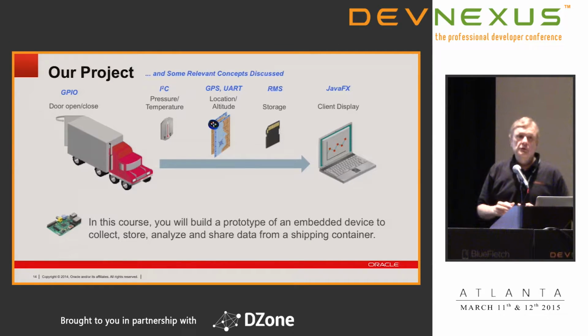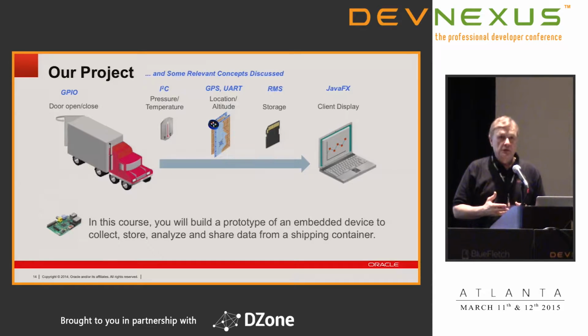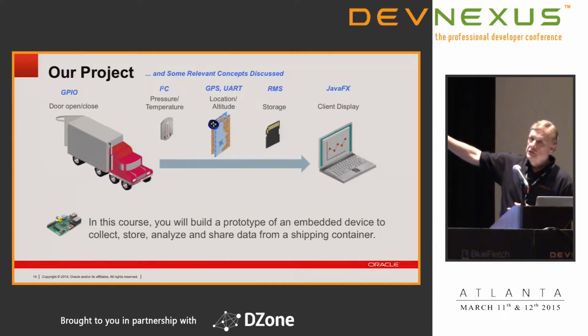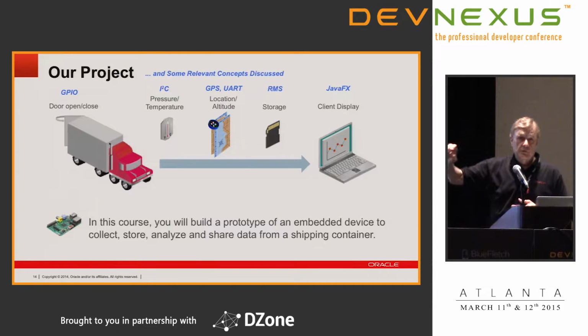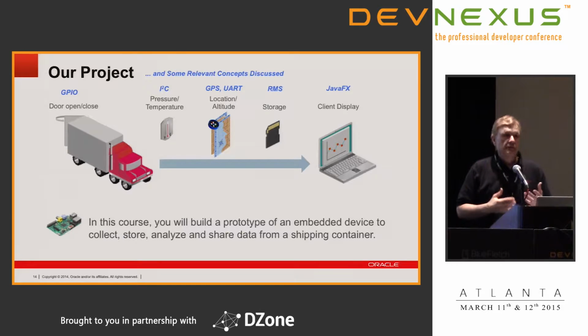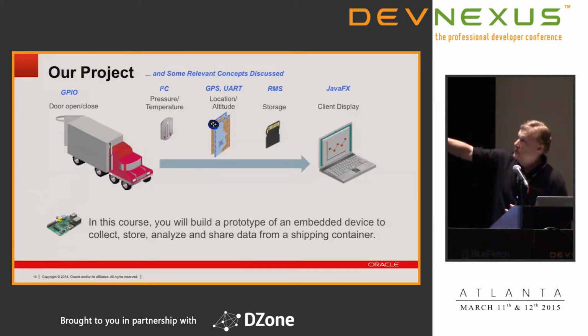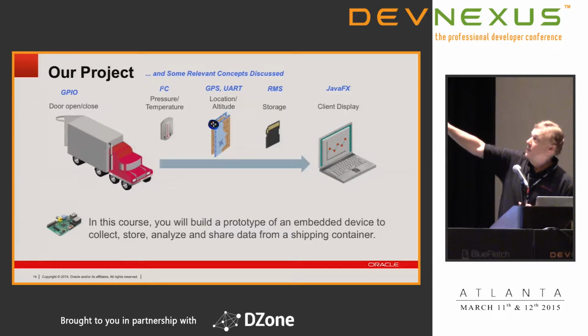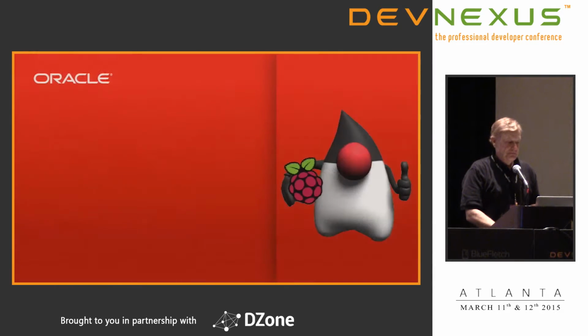And then we want to be able to log those things in such a way that when it gets to the destination, some application with a user interface can ask the Raspberry Pi where it's been and what the temperatures have been and things like that. Along the way, the course teaches you the different technologies there, like GPIO, I2C, GPS, UART, RMS, Record Management Store, and some things about JavaFX.